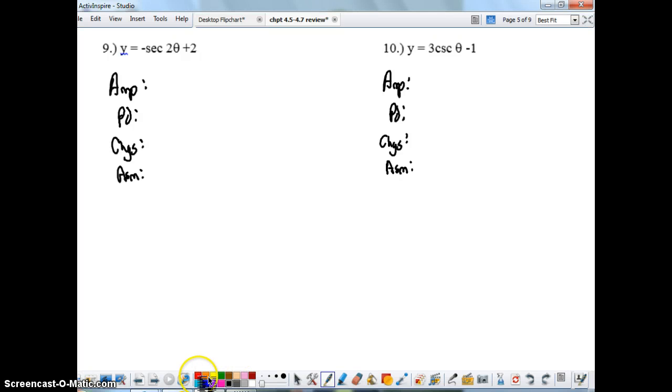This is Unit 6, Chapter 4, Sections 4.5 to 4.7 of Pre-Calc Review. This is the 9th and 10th problem on that review.